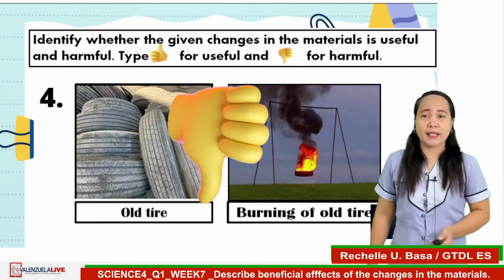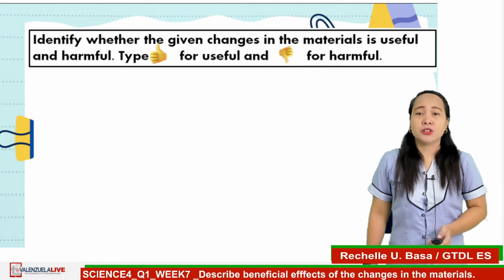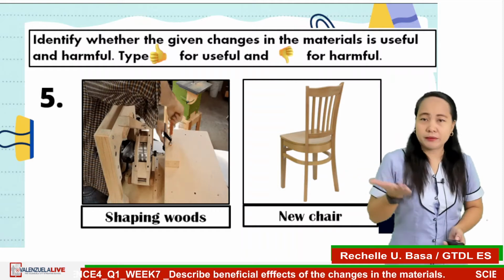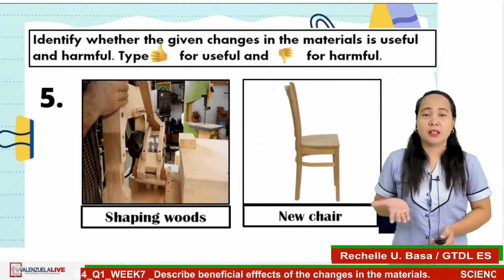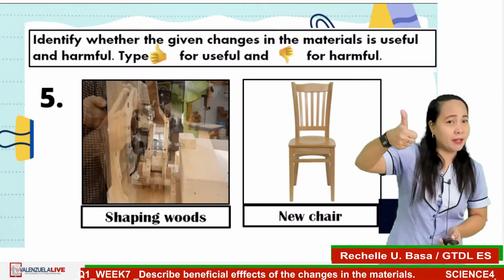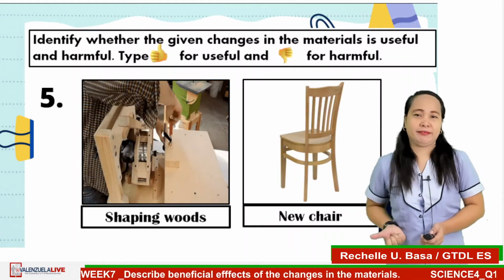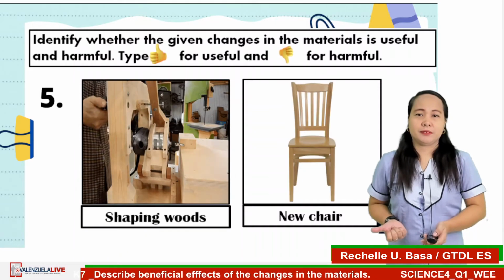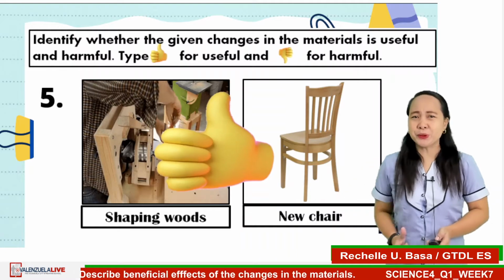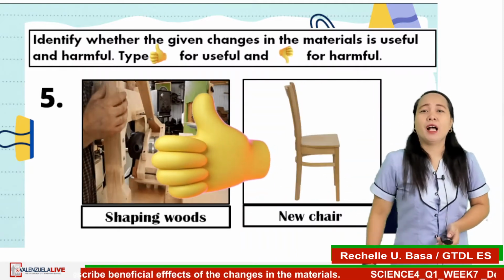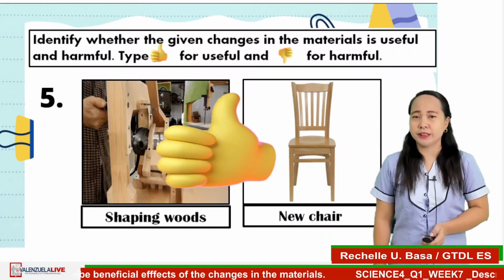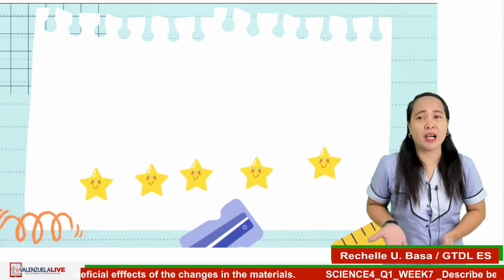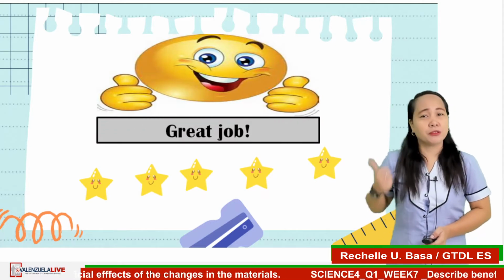And for the last item, shaping of woods to make a new chair. 10 seconds. Thumbs up or thumbs down? Very good. It's thumbs up. Amazing, grade 4 learners. And for that, you will have another sets of 5 stars. Great job.